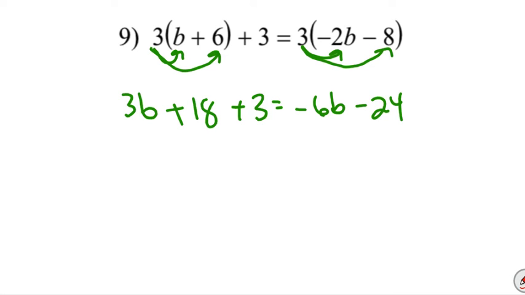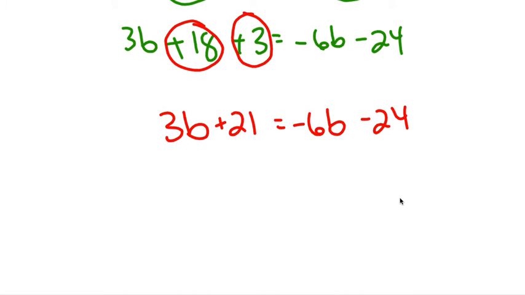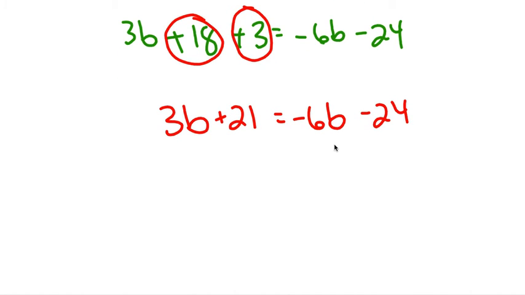All right, let's combine our like terms now. So on the left-hand side, my like terms are 18 and 3. So I'm going to bring down 3b first, from this right here, just bring that down. 18 plus 3 is 21. Right-hand side, negative 6b minus 24. So let's move the variable to the left. This is a negative 6b, so I will do the opposite and add 6b.